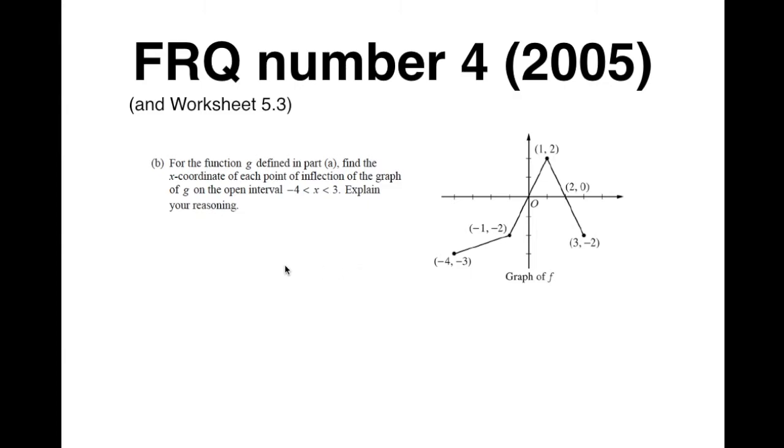So back to our question, the graph we had earlier. Question B, for the function g defined earlier, find the x-coordinate of each point of inflection of the graph of g on the open interval from -4 to 3. Explain your reasoning. The points of inflection of g are places where g double prime changes sign. This is something you need to know. Point of inflection is when g double prime changes sign.